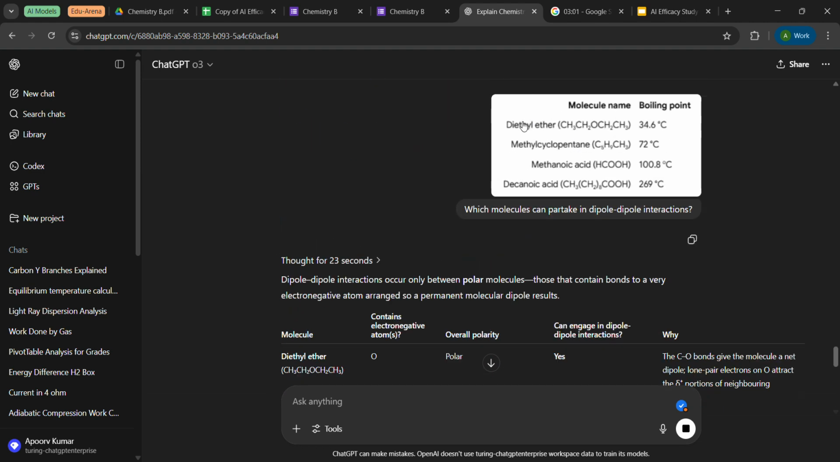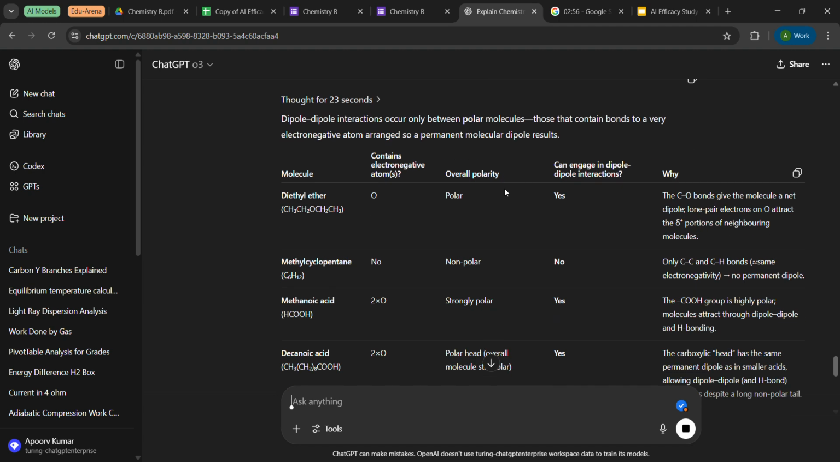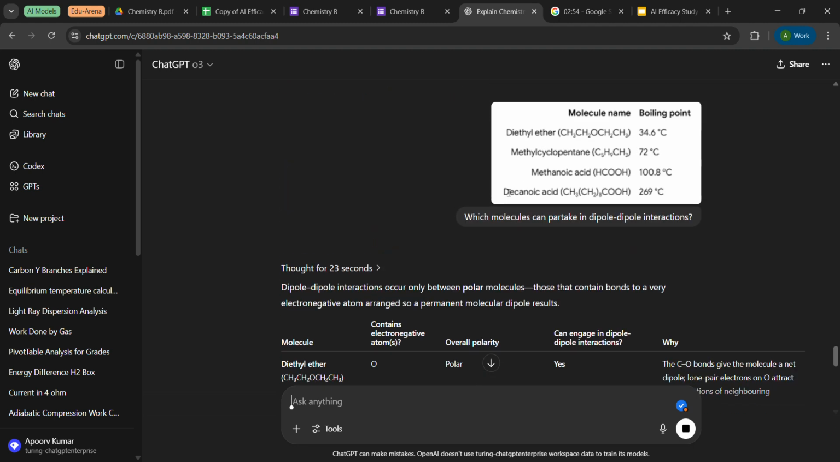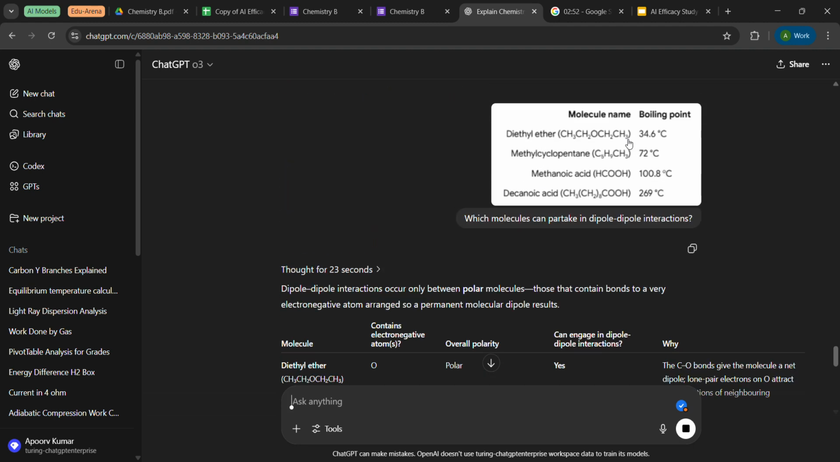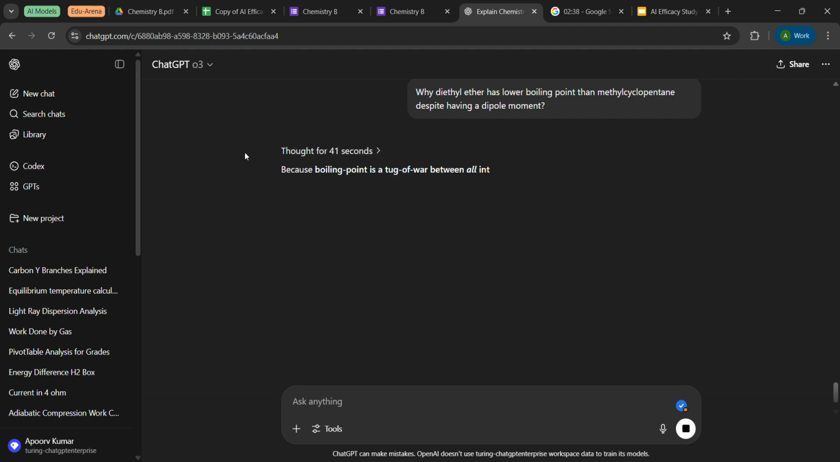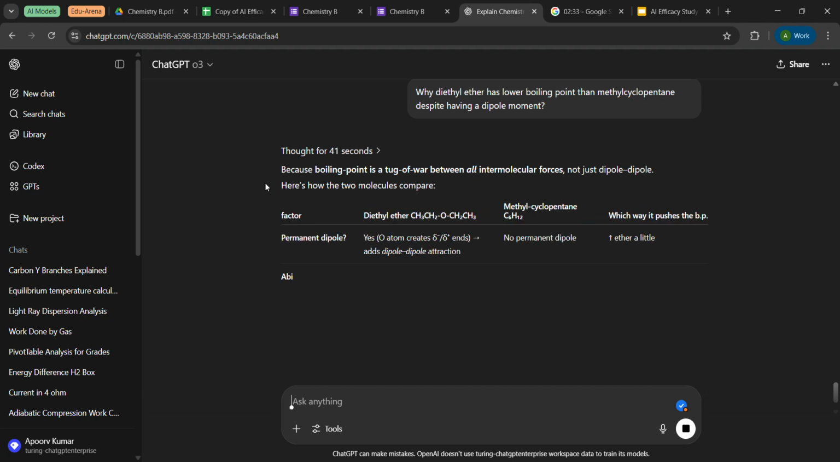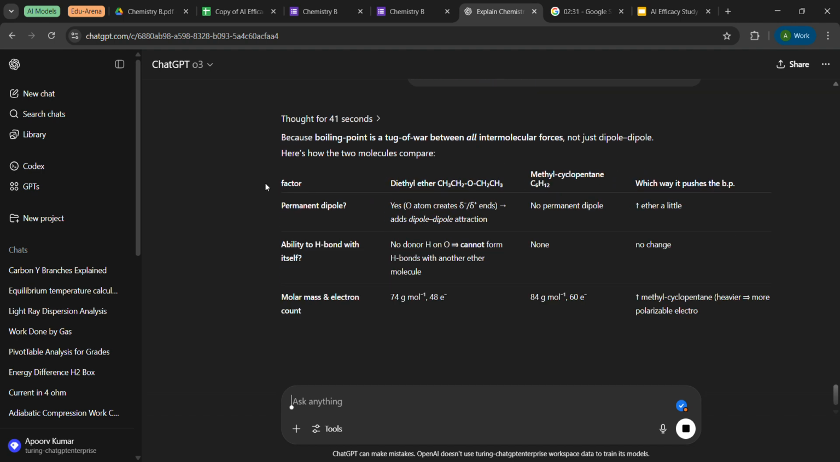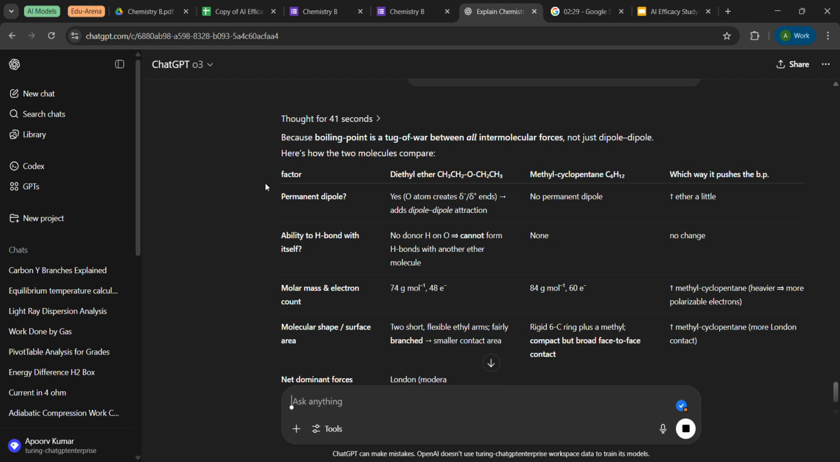I mean, since 1, 3, and 4 are polar molecules and have some dipole moment, why does this one have a higher boiling point? Okay, because boiling point is a tug of war between all the molecular forces, not just dipole-dipole. So permanent dipole, yes. Ability to bond hydrogen, no.